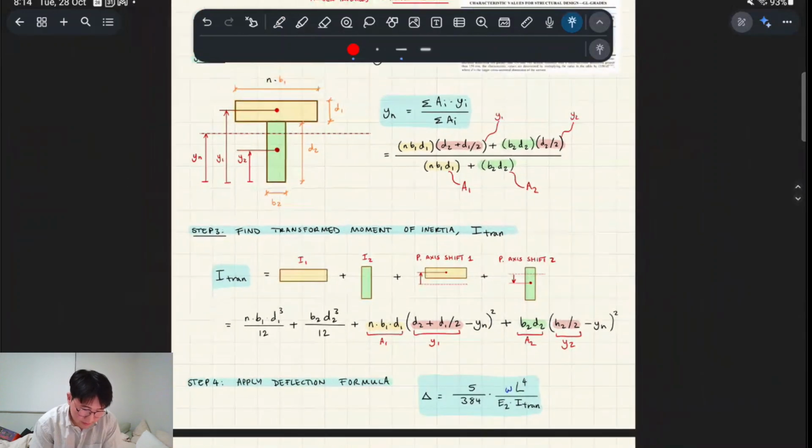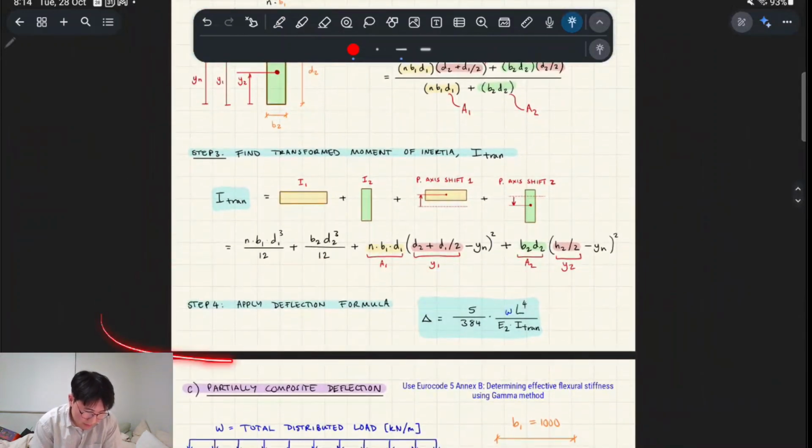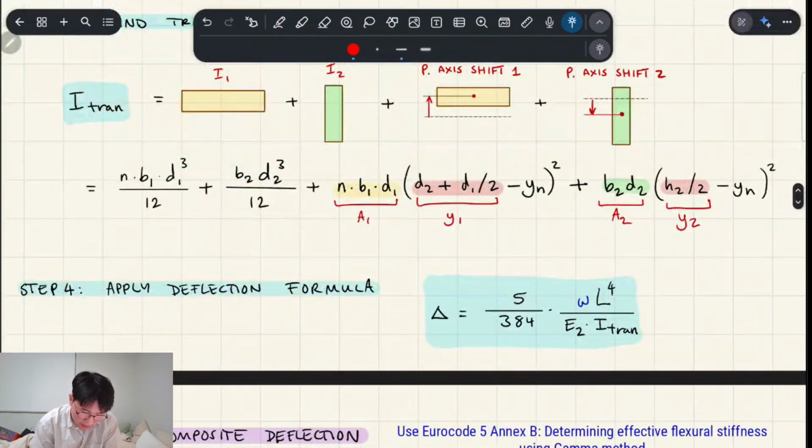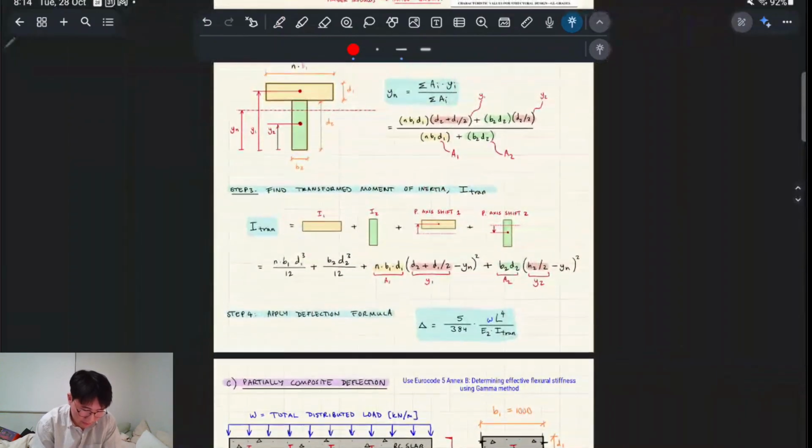Okay. And then last step, you apply the deflection formula, and this is basically what you've seen. The only difference is everything's timber now, so we're using E2, just the timber modulus, and you apply the moment of inertia you just calculated, and that's how you do it.